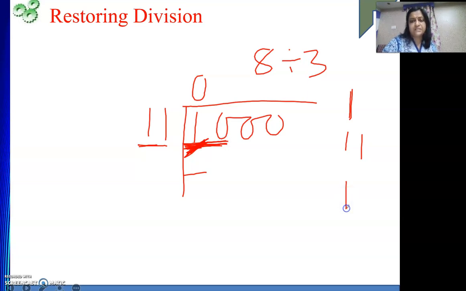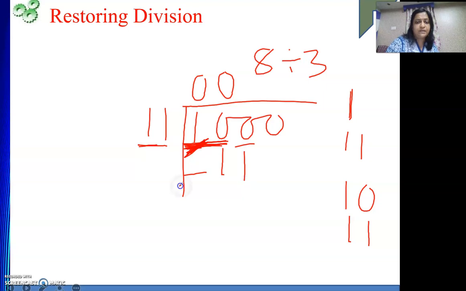Now it is 1 0. If I subtract 1 1 from 1 0, 1 0 is 2 and 1 1 is 3, so again I get a negative value. That means my subtraction was not successful, so it contributes 0 in the quotient bit. Next, I'll consider one more bit of the dividend. So now it has become 100, which is 4. From 4, I need to subtract 1 1, that is 4 minus 3, which becomes 1.